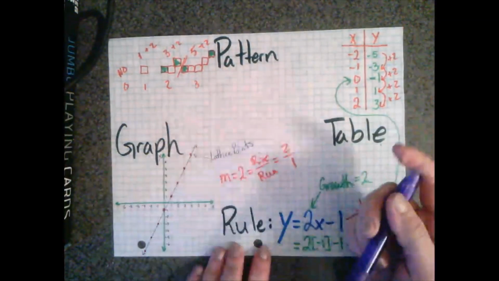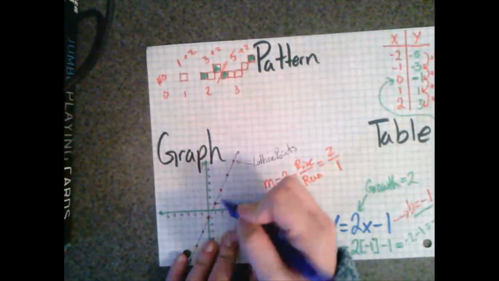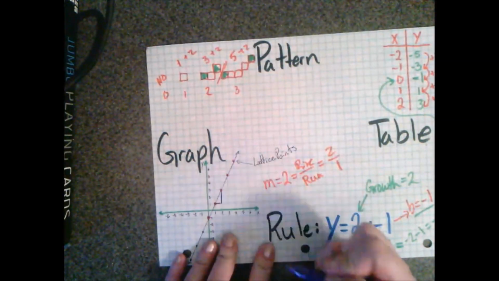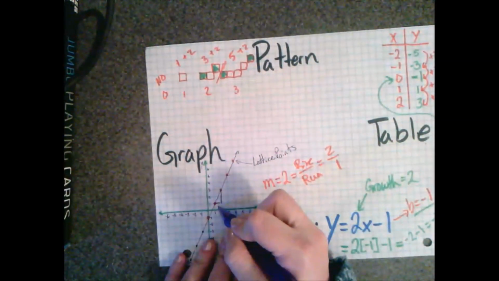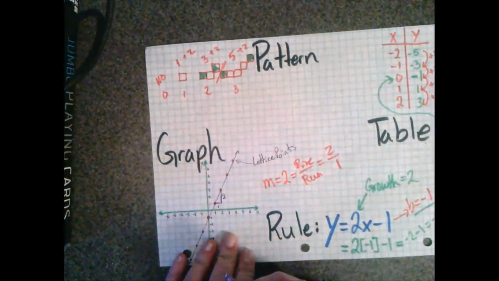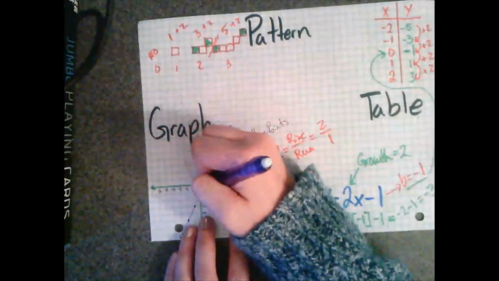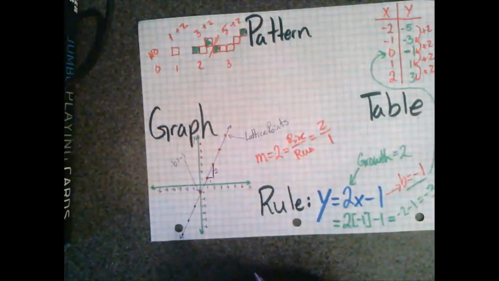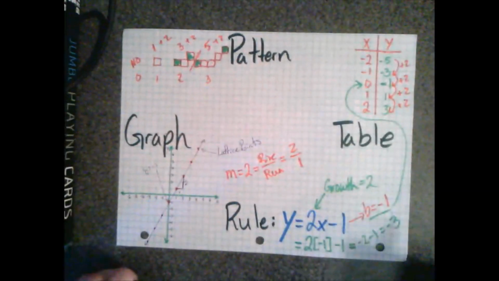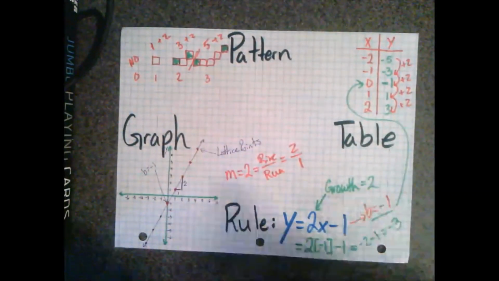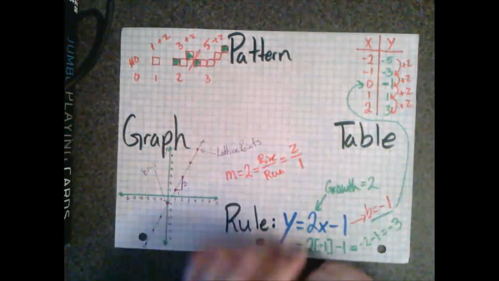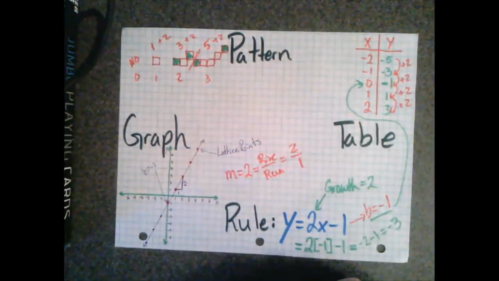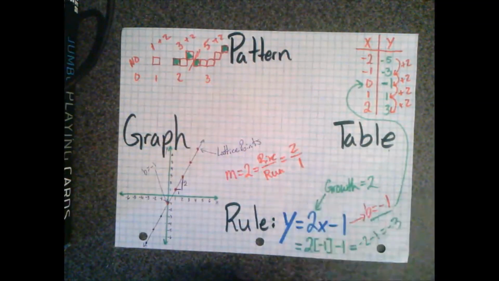I used the graph. And remember, if you're trying to find a rule based off a graph, then you create a growth triangle with a run of 1 and a rise of 2. Boom. And then my y-intercept is at negative 1. And that's it. This is a combination of all of your learning. You should feel super smart. Look at you go. This is what your project is going to be looking like.